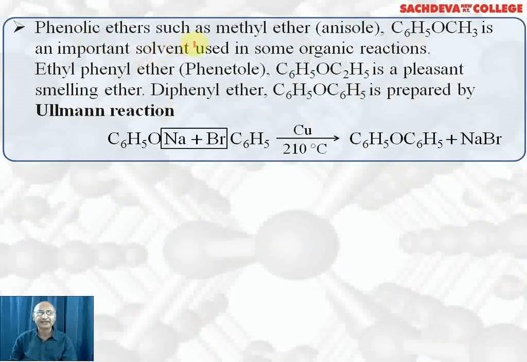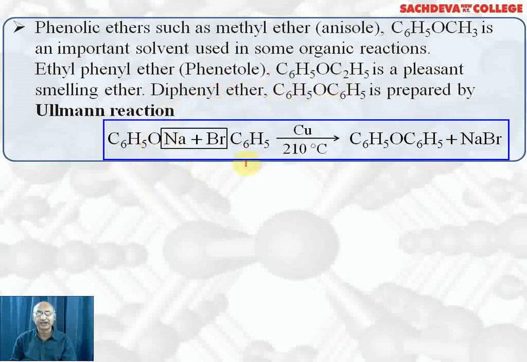Next, phenolic ethers such as methyl ether, called anisole, methoxybenzene, is an important solvent used in some organic reactions. Ethyl phenyl ether, phenetole, is a pleasant smelling ether. Diphenyl ether is prepared by Ullmann reaction. Sodium phenoxide reacts with bromobenzene in presence of copper at 210 degrees centigrade. NaBr is removed. We get diphenyl ether, or phenoxybenzene is the IUPAC name.